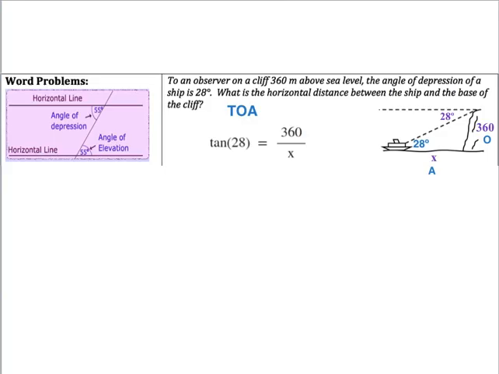TOA, so it has to be O over A, opposite over adjacent, even though that means that this time the x is under the fraction bar. Watch out for that, because the O has to go on top of the A side. You type tan 28 in your calculator. Once you get that, I like to put that over 1 to make it visually easier to cross multiply. After you cross multiply, you get x by itself by dividing both sides by 0.532. And you should get something between 676 and 677 meters for the distance between the ship and the base of the cliff.